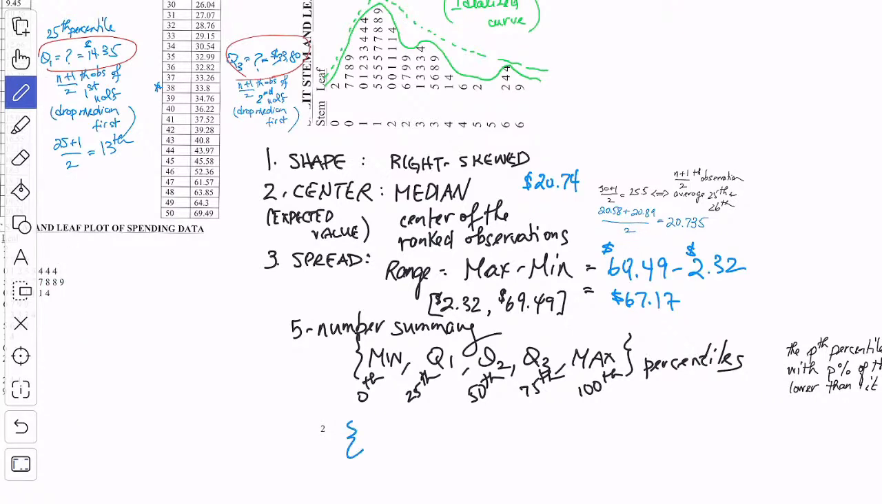So the minimum is 232. The first quarter is 1435. The second quarter is 3380. And the maximum is 6949. And this is the spread. This is our measure of spread known as the 5-number summary. And just ignore that little, that's the number of the page.